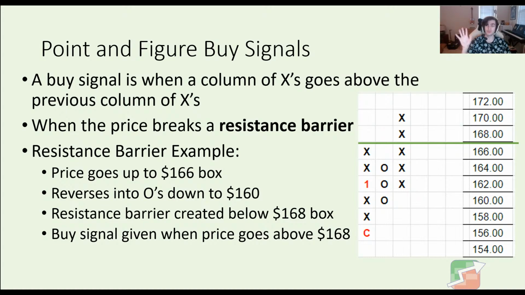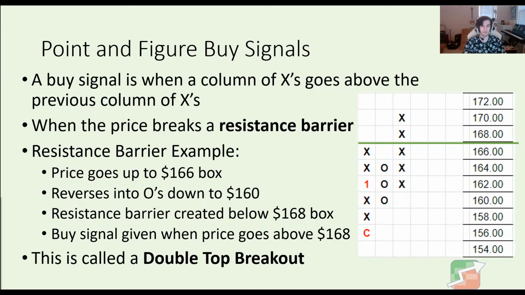Something has changed. I got a new pair of shoes. The new pair of shoes helps. Maybe I grew 6 inches since then. You never know. I don't need to grow anymore, no. But I did have a massive growth spurt, which I may have been able to mark a little bit higher. But the buy signal is when we go above $168. Because now we get our double top breakout, is what this is called. So it's our column of X's above the previous column.